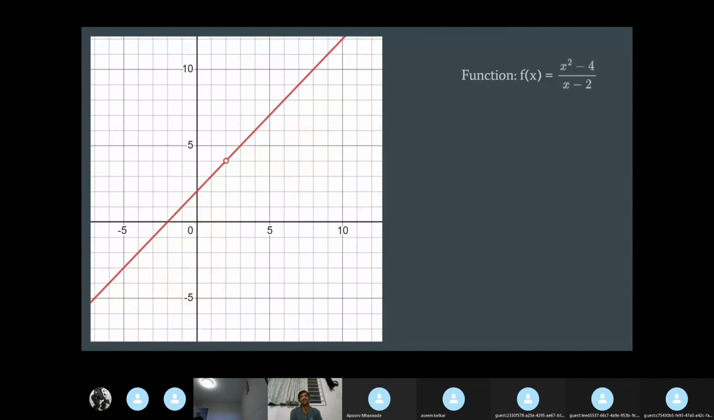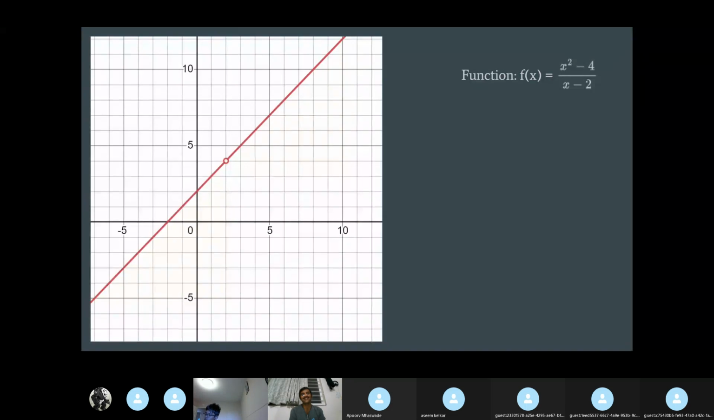Now this is an interesting function: x squared minus 4 over x minus 2. I want to know what would be the value of the function at x equal to 2. Go ahead, Shashwat. Is it 4? Why do you think so? Well, first of all, the function can be simplified. x squared minus 4 over x minus 2 is the same thing as x plus 2. And since x is 2, it's just 2 plus 2, which is 4.